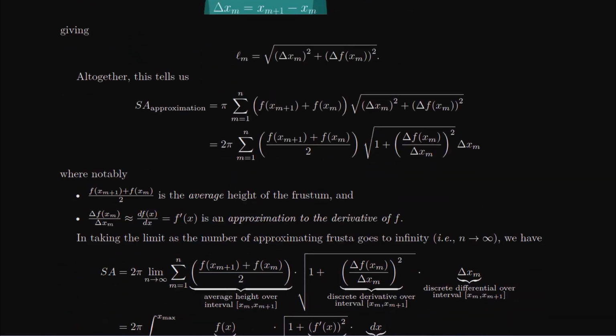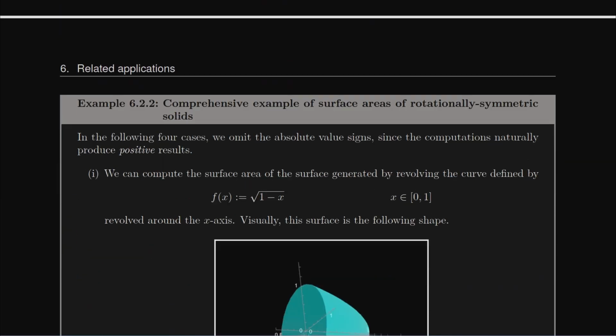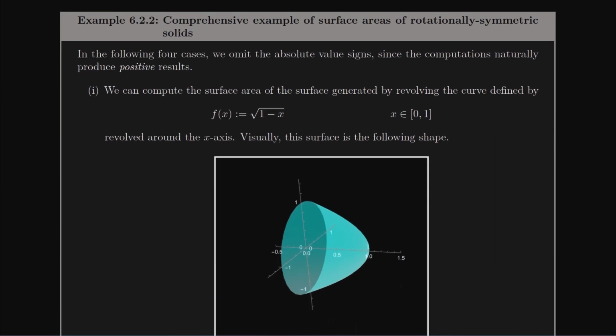Okay, so with that said, let's actually go through some examples of each of these cases. I kind of have what I call a comprehensive example of each of the surface areas. Maybe I want to compute the surface area generated by revolving the curve root 1 minus x around the x-axis over the interval 0 to 1. I know I already have a picture of it on the screen, but let's say that maybe I didn't know how to actually obtain that picture right away.